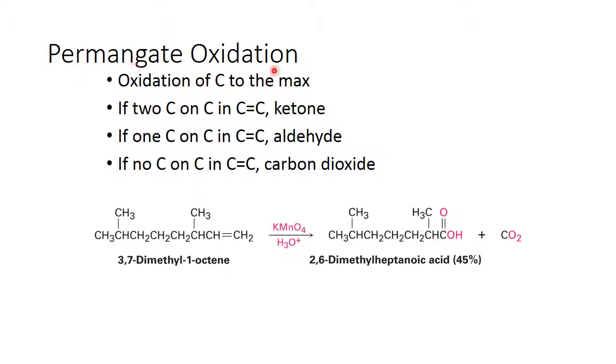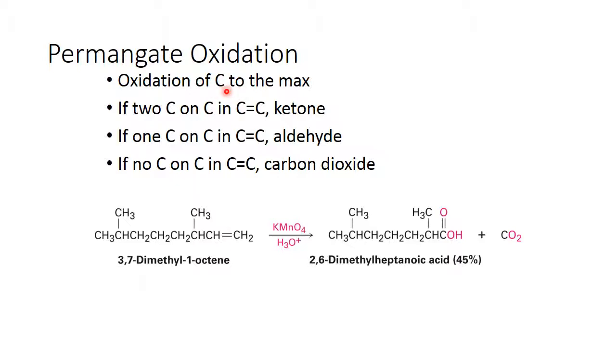Potassium permanganate can be used to do oxidation, except potassium permanganate is like turning loose a lion in a herd of rabbits. There's going to be a lot of damage done. What you have is oxidation of the carbon to the ultimate amount. Let's see what we're talking about.